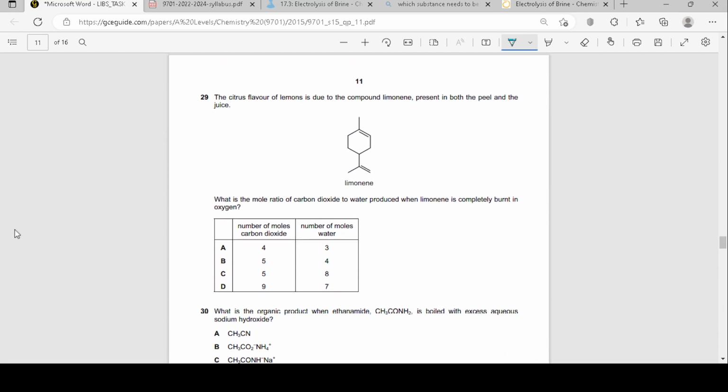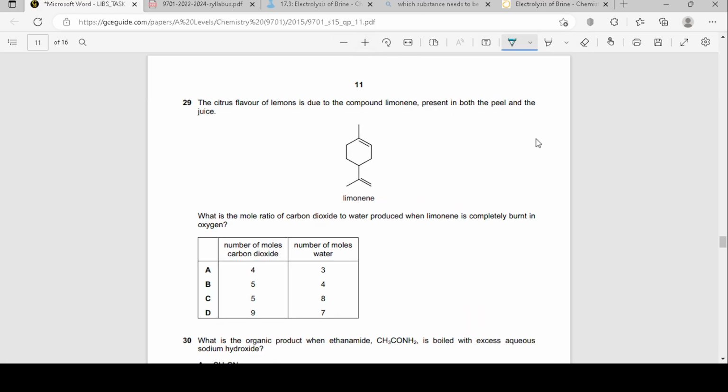Citrus. The citrus flavor of lemons is due to the compound limonene, this is a pretty name, present in both the peel and the juice. What is the mole ratio of carbon dioxide to water produced when limonene is completely burned in oxygen? So if you just count the number of carbon atoms you have in limonene, that's the moles of carbon dioxide that you will have.